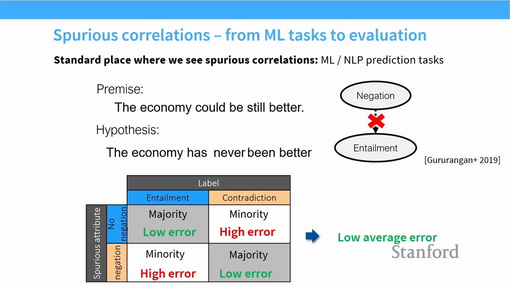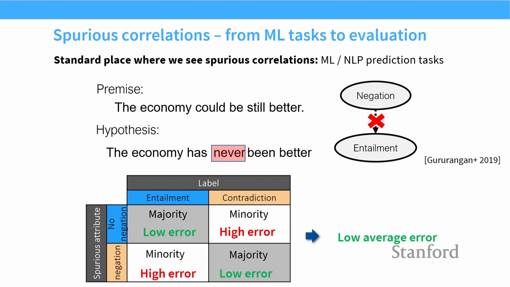It turns out that crowd workers, when asked to write non-entailing sentences, really like to put negations in, right? So this is a reasonable human bias. When you're asked to write something that contradicts an input, you might just negate it. But this introduces a really simple spurious correlate, a surface-level feature that a model can pick up and then exploit to solve the task. So that's what happens here.